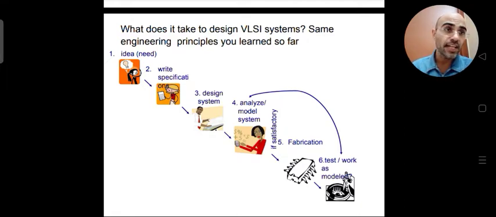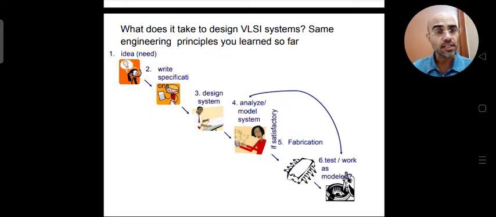Then we analyze whether it is working properly or not. If it is working properly, then we go for the fabrication step. If it is not working properly, then from step 4 we go back to step 3 or step 2, and we check whether our specifications are right, or whether there is any fault at the design system level. So something we have to correct. After the correction, we again come back to step 4 and try to model the system.